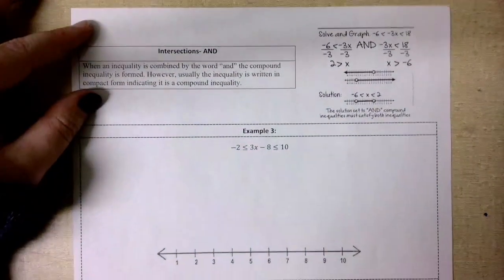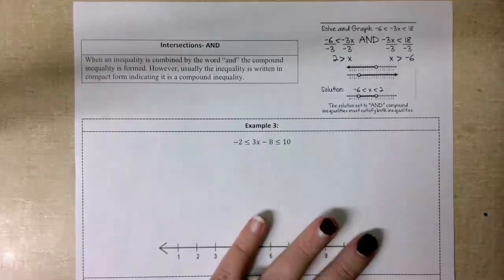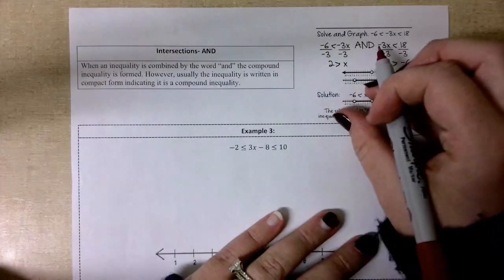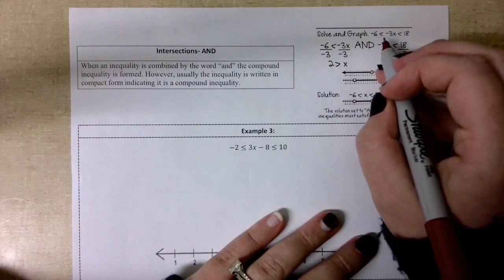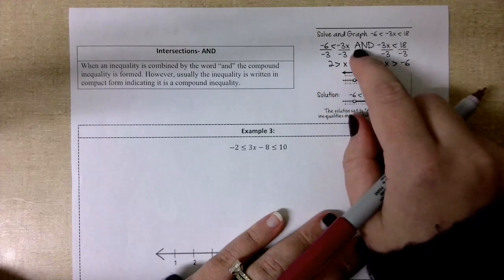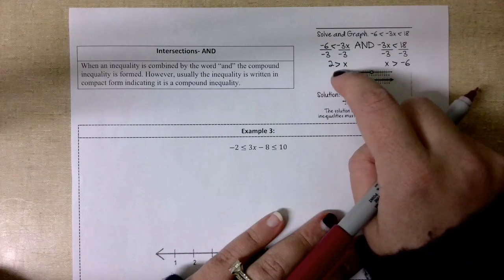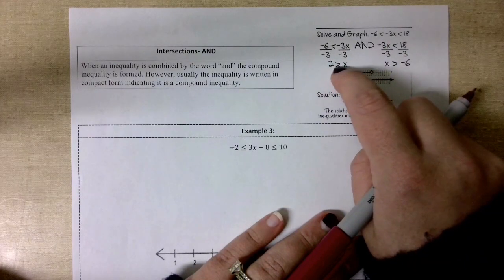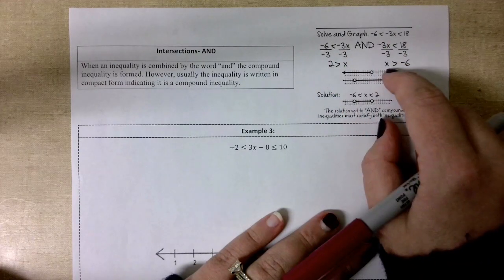Ends are intersections. So you'll notice up top here with the example they're giving you, they're saying negative 6 is less than negative 3x, which is less than 18. They break it up into two, and I'm going to show you an example of both, where they get x is less than 2, and x is greater than negative 6.